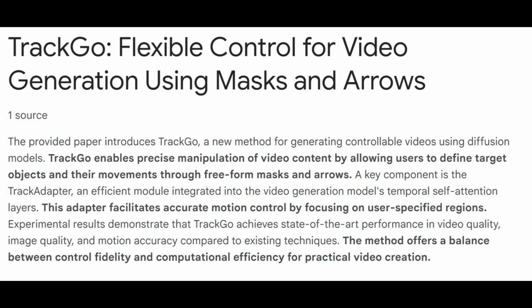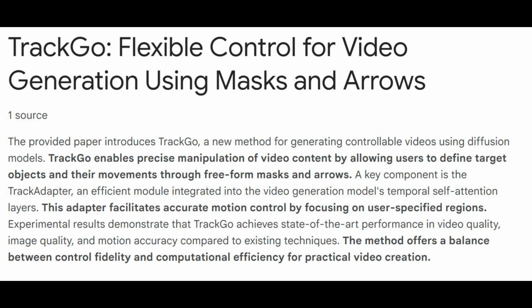Precisely. And then to make the object move, you just draw arrows to indicate the desired trajectory. So like I could draw a path for, say, a bird to fly across the screen, like a graceful arc through the sky. Exactly. And behind the scenes, TrackGo does some really clever things with this information. First, it automatically extracts what are called point trajectories from the masks and arrows you've drawn. Point trajectories, what are those? Imagine connecting the dots along that path you drew for the bird. Okay. Those dots represent key points in the bird's movement, and TrackGo uses them to create a very detailed map of the bird's journey across the video frames.